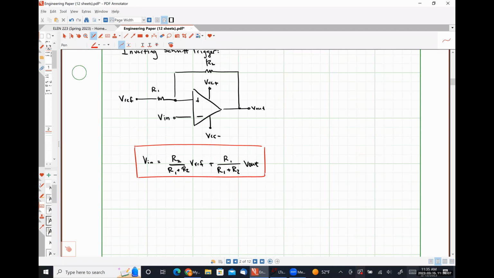And the definition of our upper and lower trigger limits remain exactly the same. The upper trigger limit is the input voltage that causes the output to swing from low to high, or from VCC minus to VCC plus. The lower trigger limit is the input voltage that causes the output to swing from VCC plus down to VCC minus. But now we don't even have to do algebra, because Vn is the thing that tells us what our trigger limits are. So we literally just throw our numbers in and have Vout be VCC plus in one case, VCC minus in the other case, and we have our voltages.